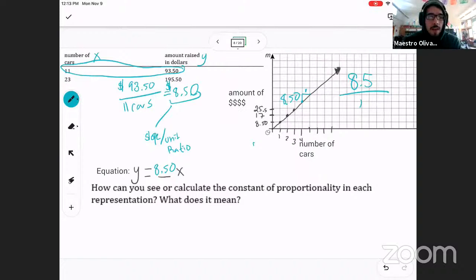And once you finish the exit ticket, you are free to log off. But there's a lot of you who haven't started on it.